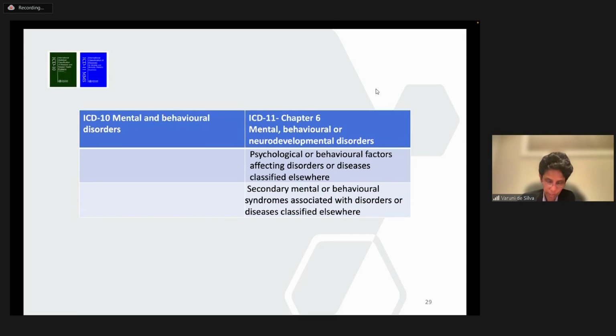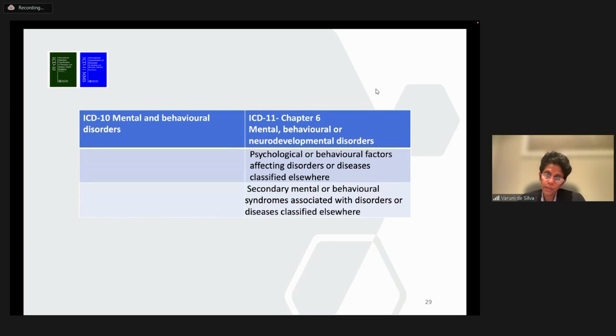And the last two subsections in the ICD-11 are two conditions which I couldn't really find a corresponding thing in ICD-10.